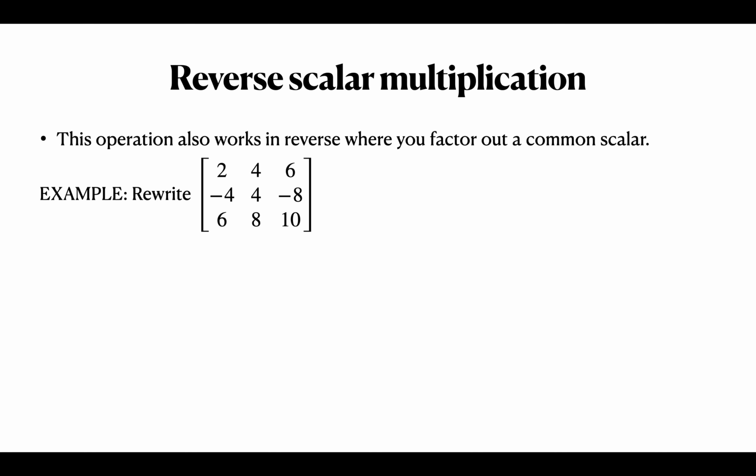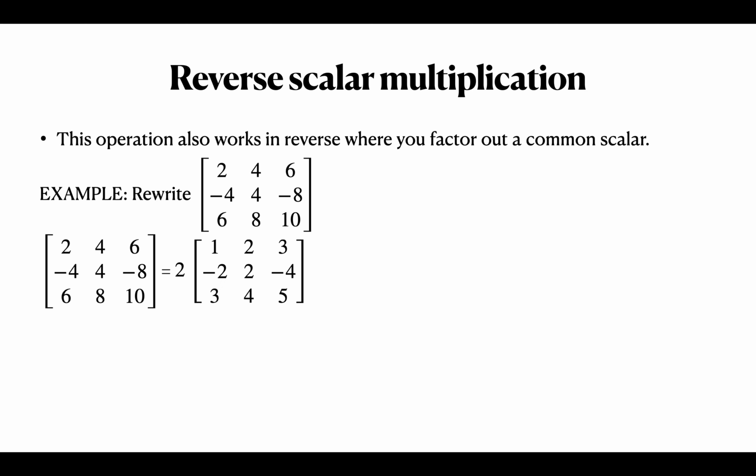So again, guys, this is no big deal. If you look at this matrix here, it's a 3 by 3 matrix. It's a square matrix. But each of the numbers there is even. So each of those numbers there is a multiple of 2. Now you might want to just bring the 2 outside and rewrite your matrix like this.